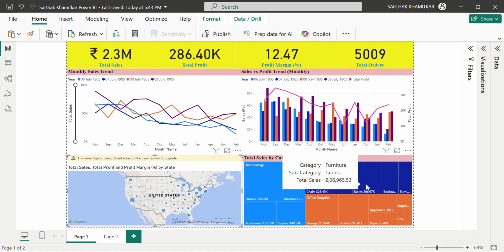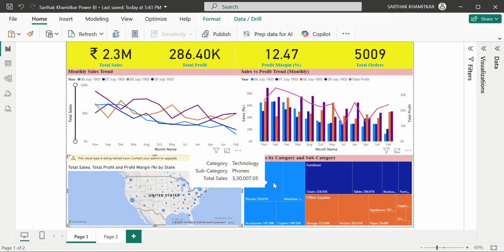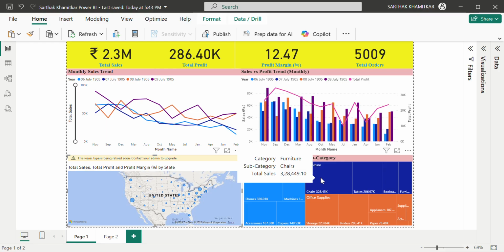This tree map gives a visual representation of where the money is coming from, helping management decide which product segments to focus on or promote further for the betterment of the company.